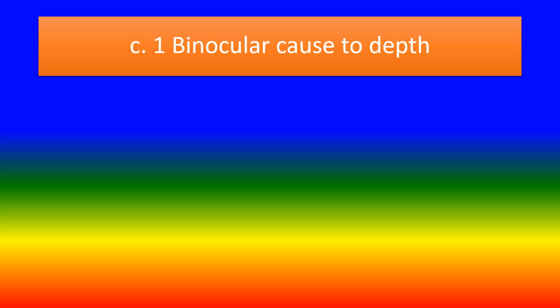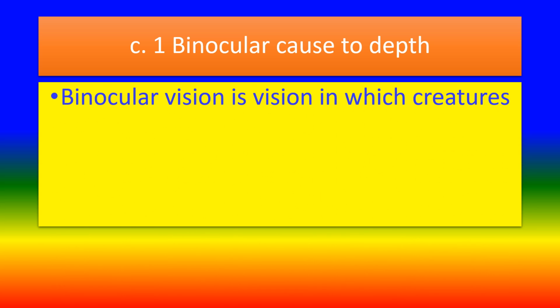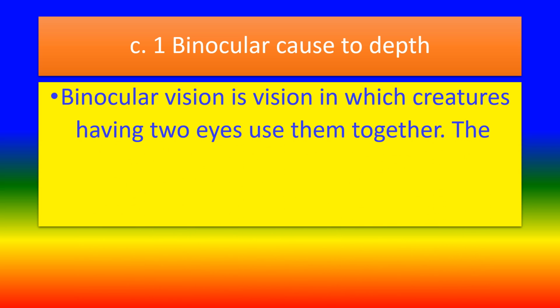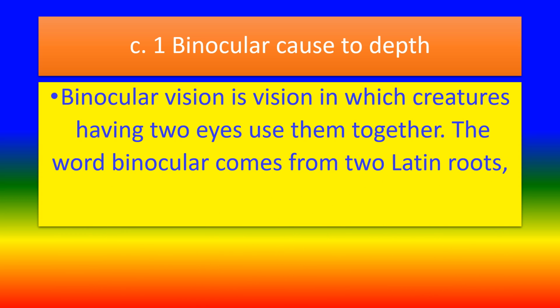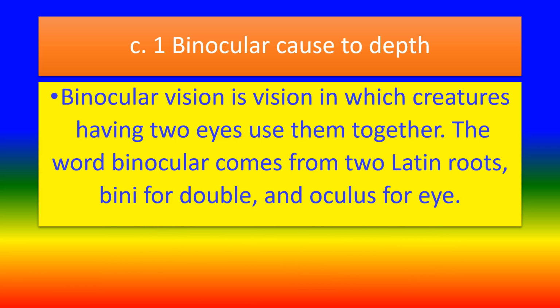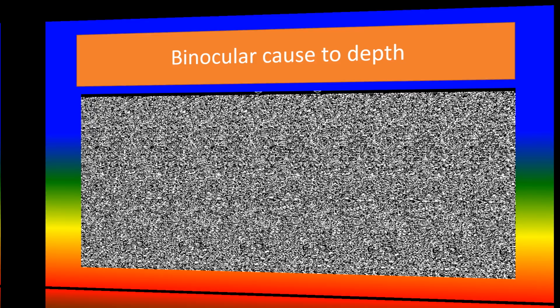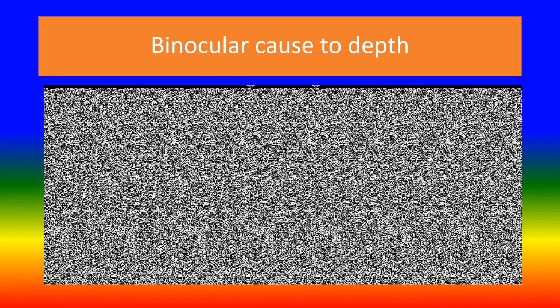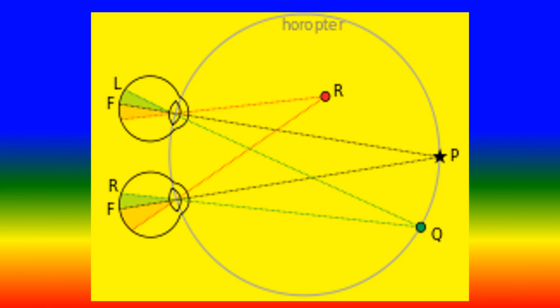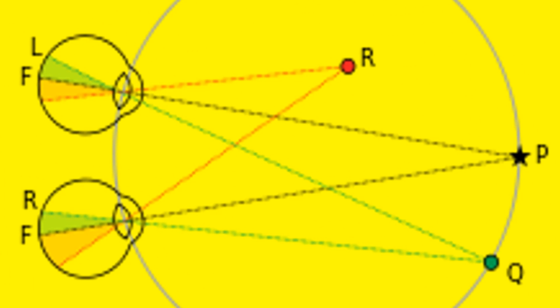C1, binocular cues to depth. Binocular vision is a vision in which creatures having two eyes use them together. The word binocular comes from two Latin roots, bini for double and oculus for eye. Look at this, binocular cues to depth. Look at this picture.